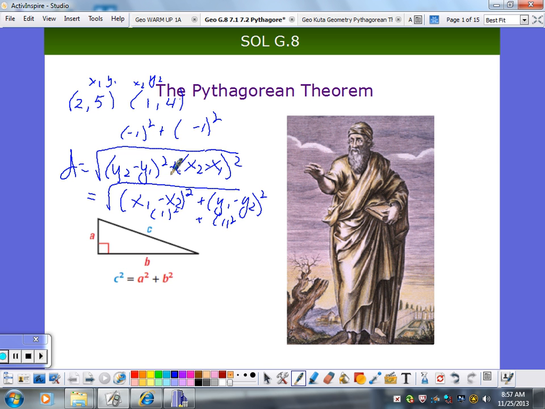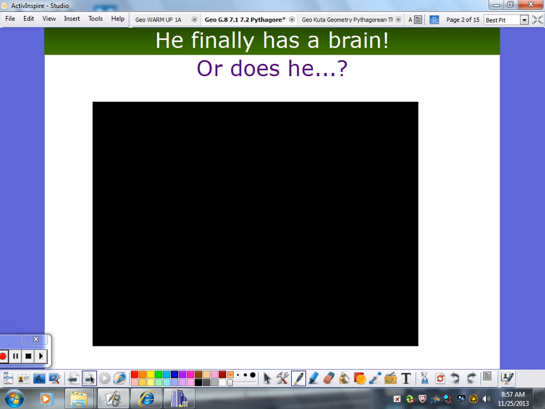So this one's kind of easy to remember. And why is that? It is the Pythagorean theorem. So if these were your 2 points, the way you find A is you take the difference of the y's, and the way you find B is you take the difference of the x's. So if you know the distance formula, you know the Pythagorean theorem. Am I right?